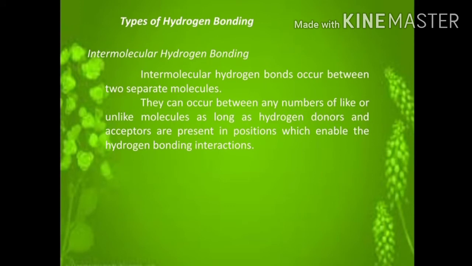This type of bond occurs between two separate molecules. They can occur between any number of same or different molecules as long as hydrogen donors and acceptors are present in positions which enable the hydrogen bond interaction. So, intermolecular hydrogen bond is formed between two separate molecules, that may be like molecules or unlike molecules.